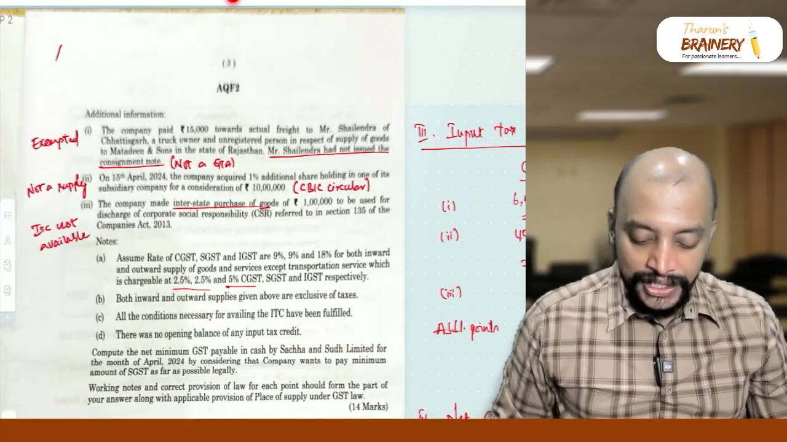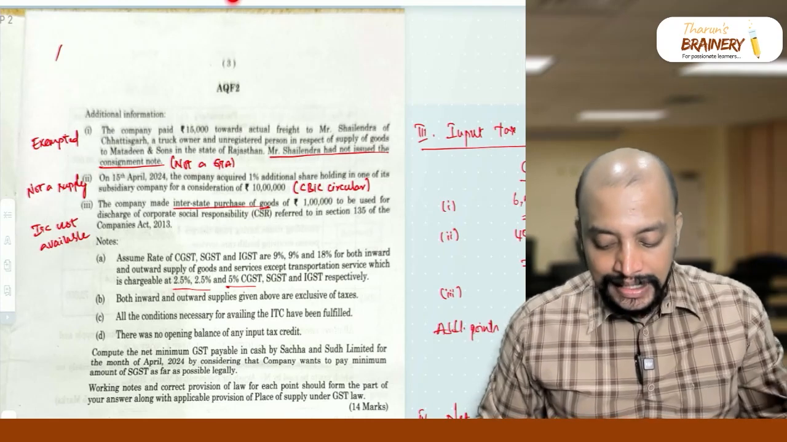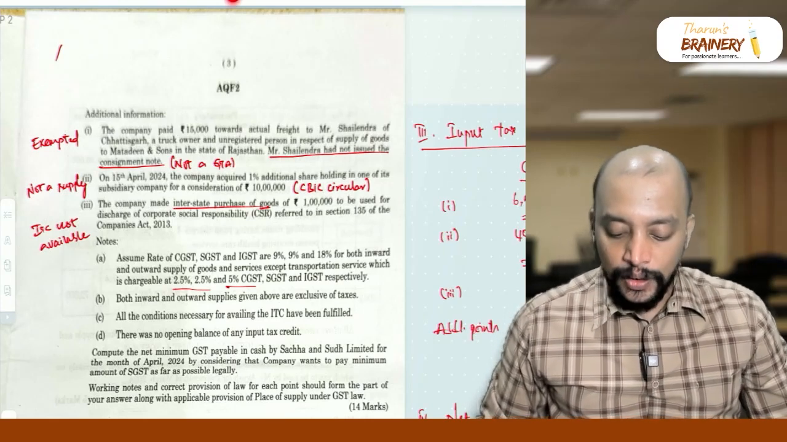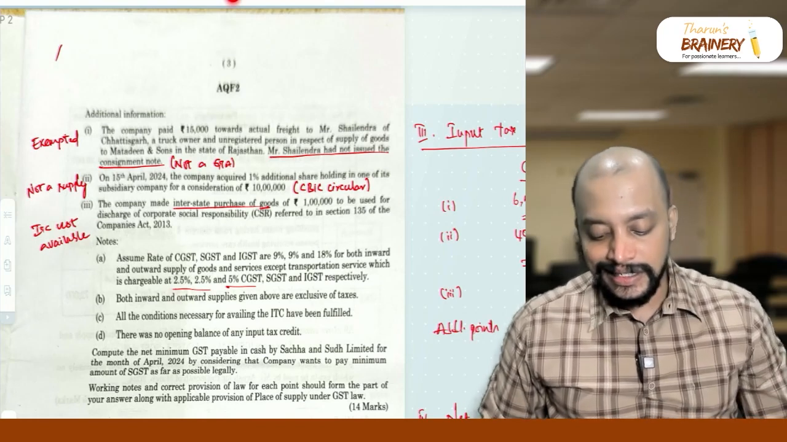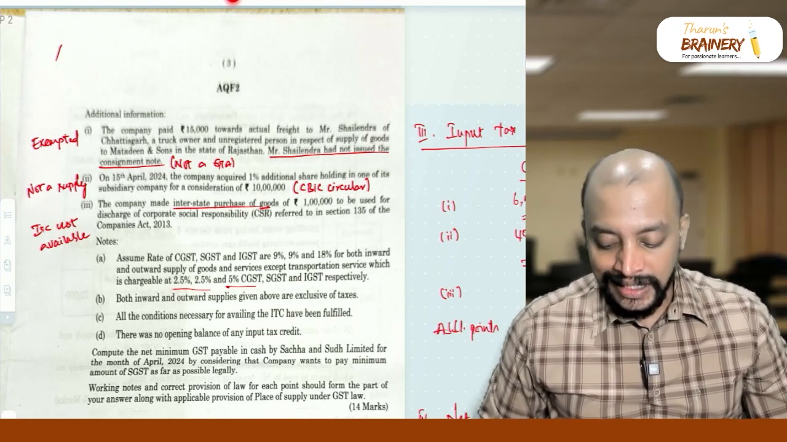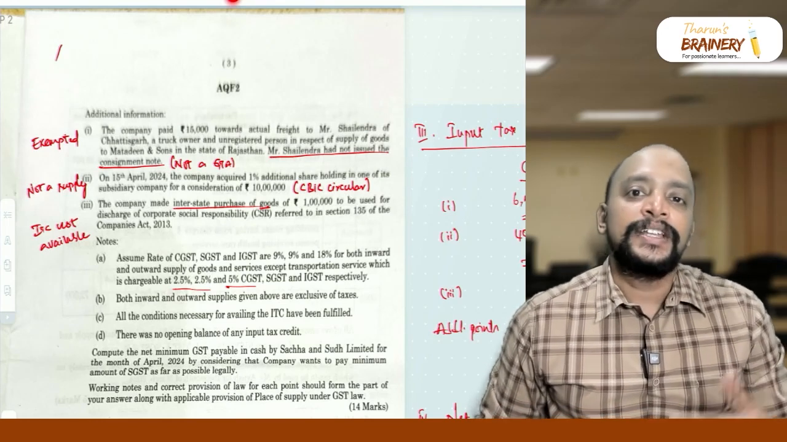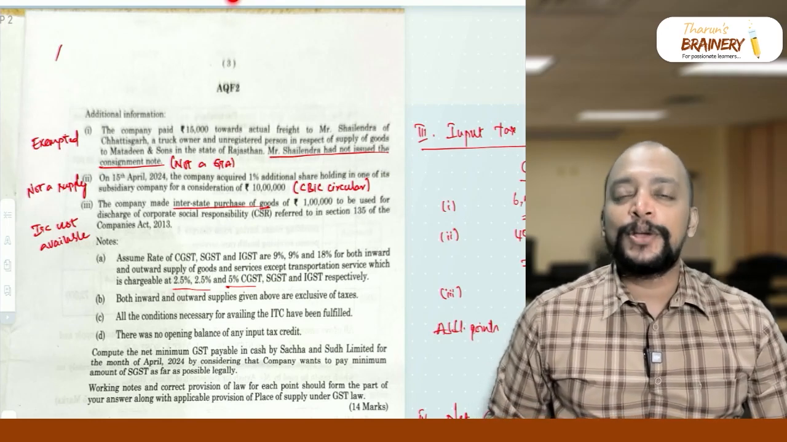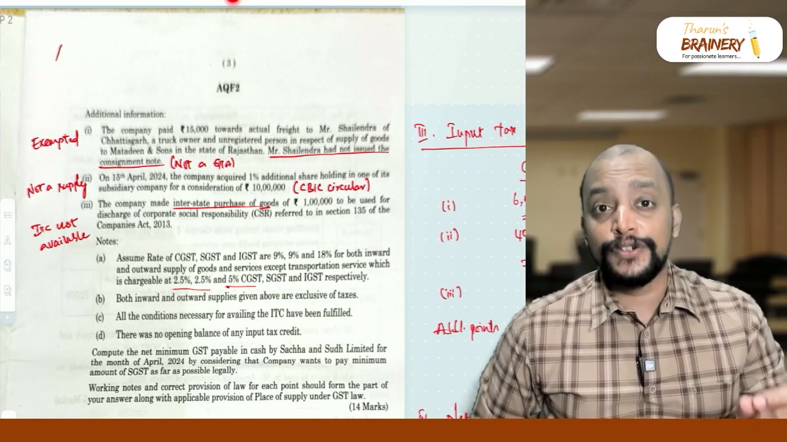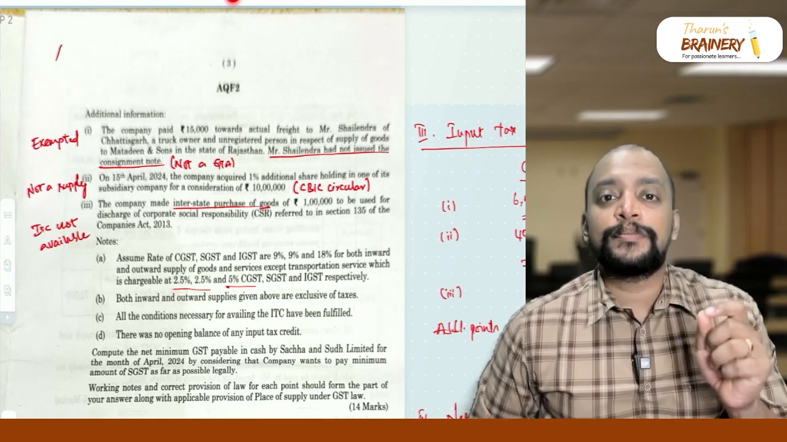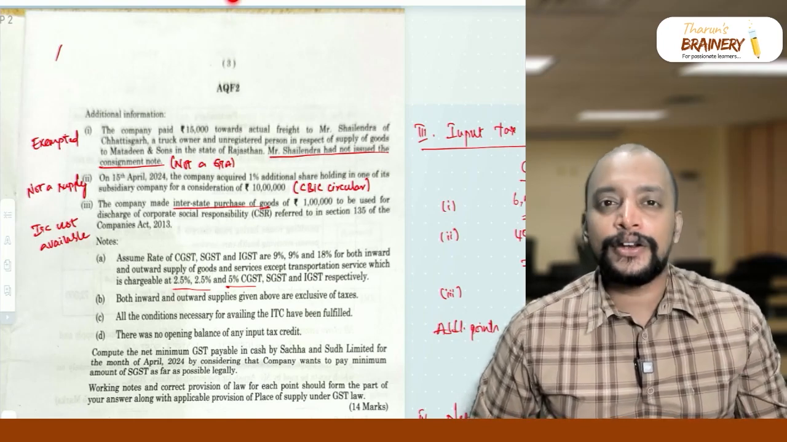Then next, additional information: the company paid 15,000 towards the actual freight to Mr. Shailendra of Chhattisgarh, a truck owner and unregistered person, in respect of supply of goods to Mathadin and Sons in the state of Rajasthan. Mr. Shailendra has not issued a consignment note. As a consignment note is not issued, it will not come under GTA, because who will be called a goods transport agency? Any person engaged in transportation of goods by road and who issues a consignment note by whatever name called. In this case, they are not issuing a consignment note, which means they are not a GTA.